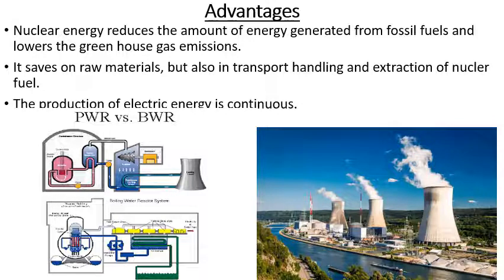Next, the third advantage, the production of electric energy is continuous. With the help of this nuclear power, the production of electric energy is continuous. A nuclear power plant generates electricity for almost 90% of annual time. These are the advantages of nuclear power. Next, we will move on to biogas.